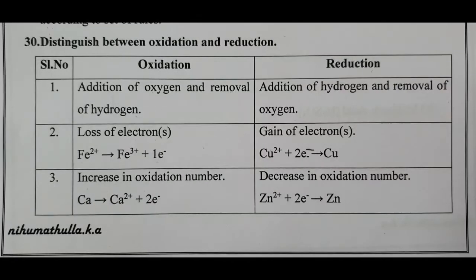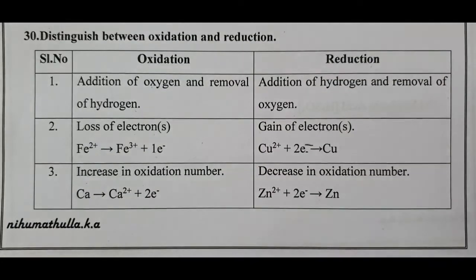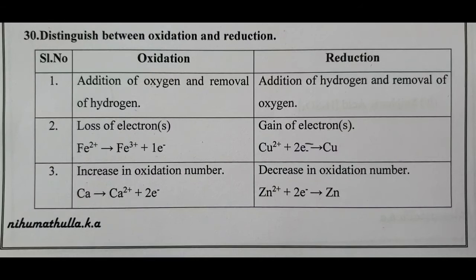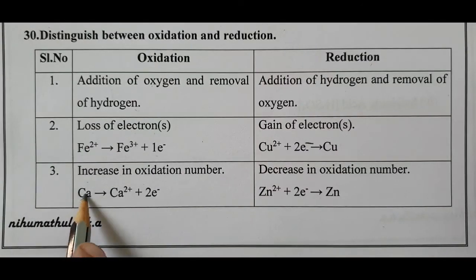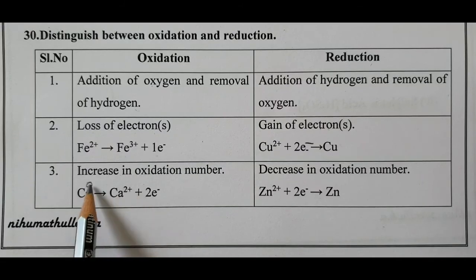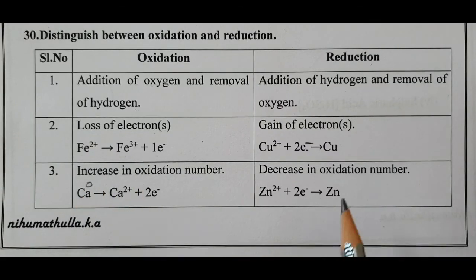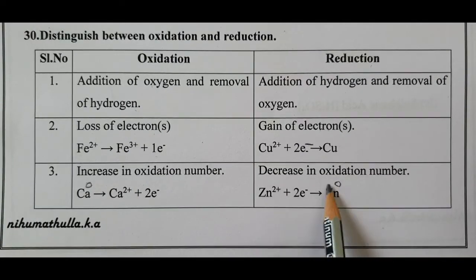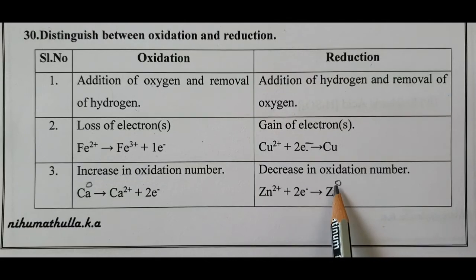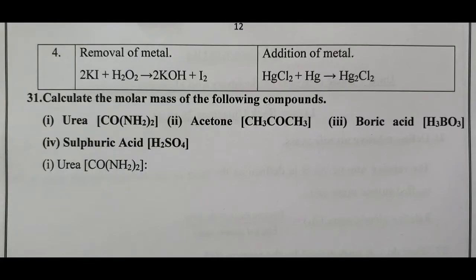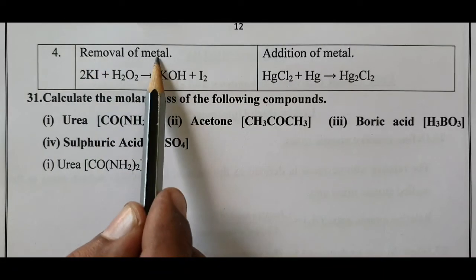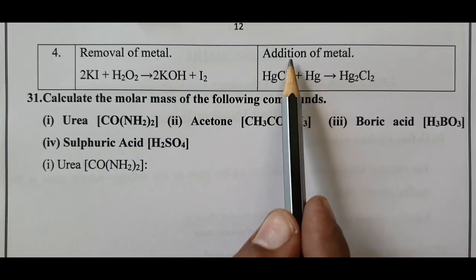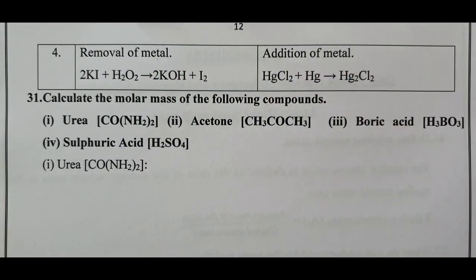Increase in oxidation number: in a chemical reaction, when you move from left to right, if the oxidation number increases, it is oxidation. Calcium metal in the free state has oxidation state 0. If the oxidation number increases from 0 to 2+, it is called oxidation. If the oxidation number decreases from 2+ to 0, it is called reduction. Removal of metal is called oxidation. Addition of metal is called reduction.